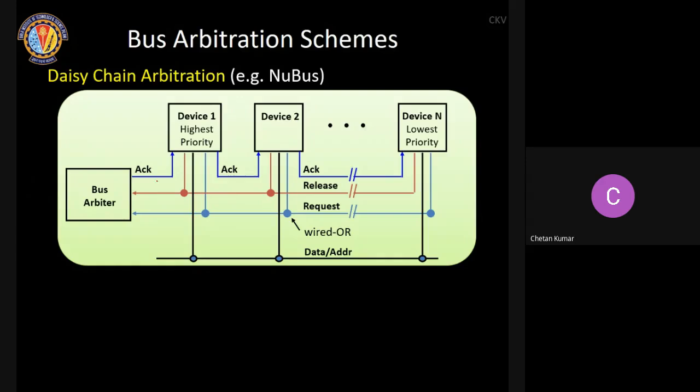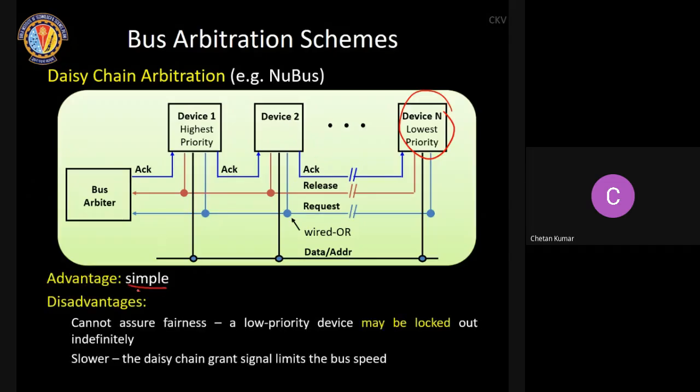And the other disadvantage is, if the last device is requesting bus access, the acknowledgement signal has to propagate through all the devices, so it will take more time. One more disadvantage is that it's not fair. The advantage is that it is simple to implement.